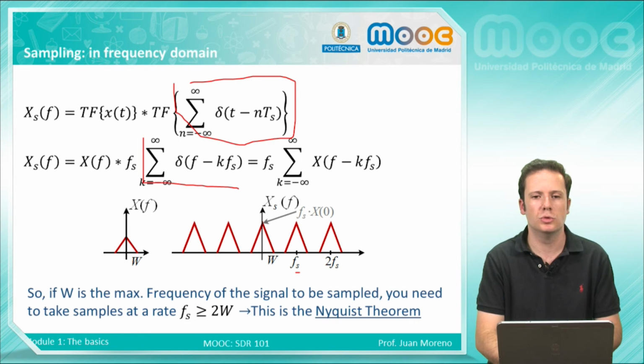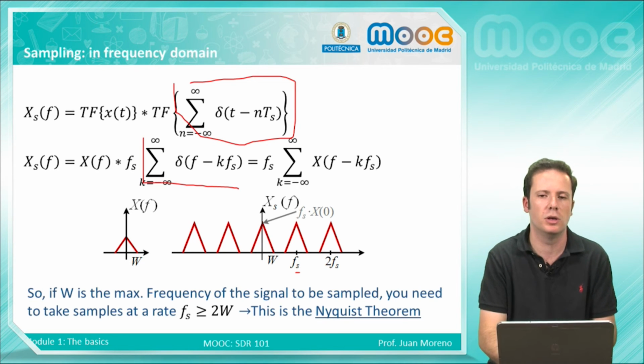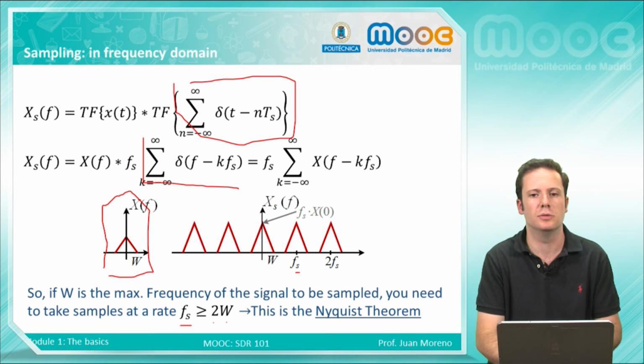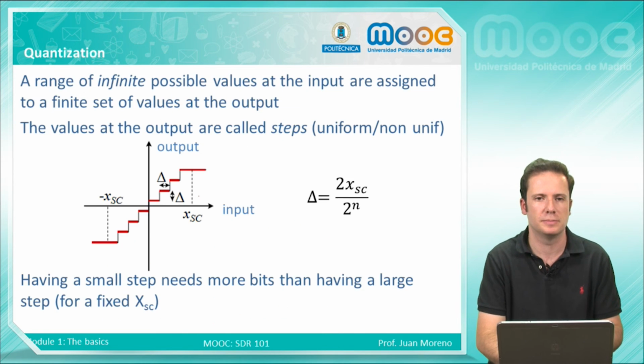So this leads us to an important result. If you want to recover the signal after that sampling, which is something desirable, you will need to take samples at a rate that needs to be at least twice the maximum frequency of the signal to be sampled. So if you have a signal whose bandwidth, whose maximum frequency, is W, you will need to take samples at a sampling rate higher than 2W. This is also called the Nyquist theorem.